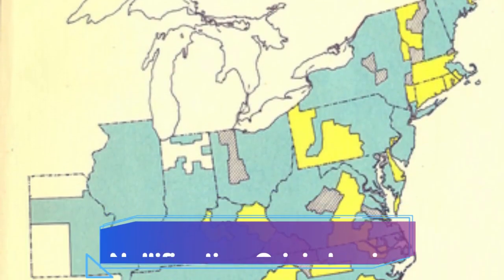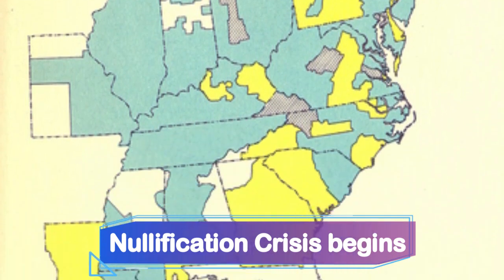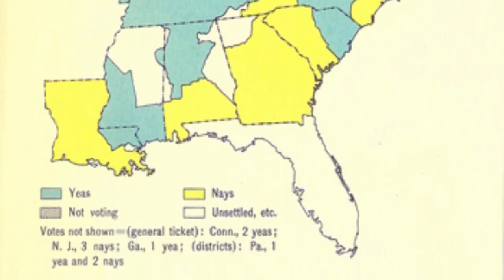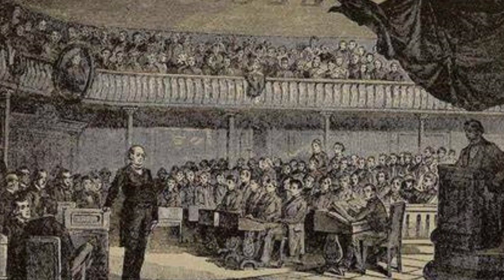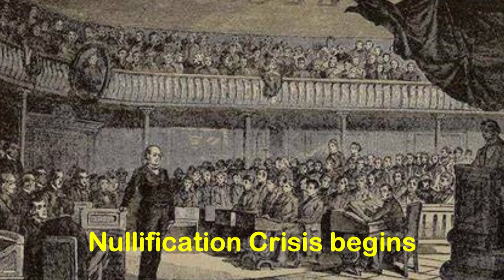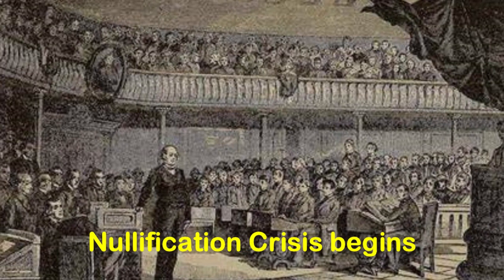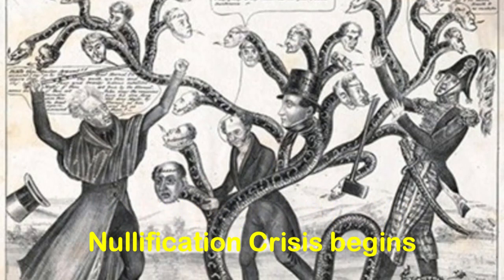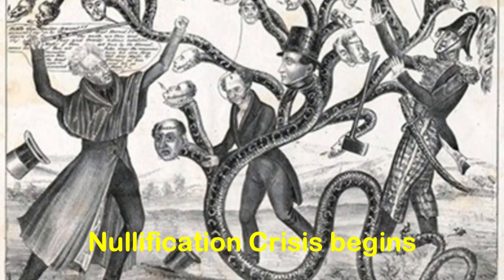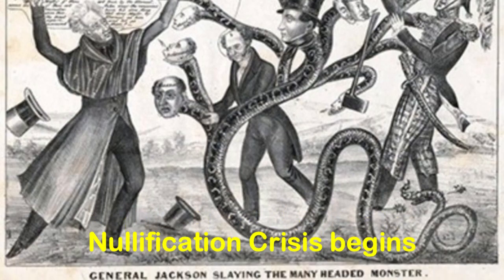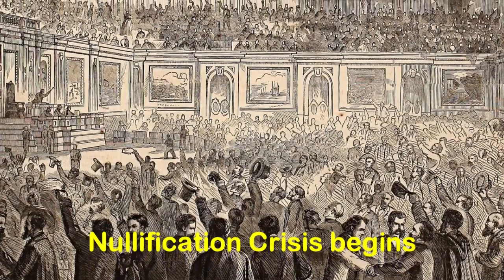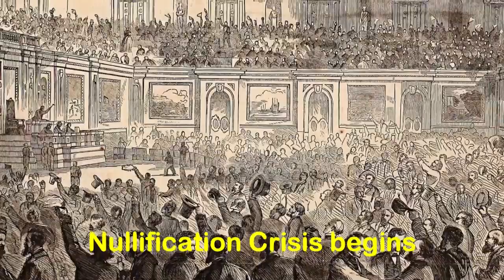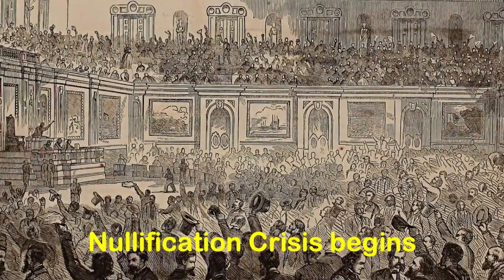The nullification crisis began in 1832, with South Carolina threatening to secede from the Union over tariffs. The state argued that the federal government did not have the right to levy taxes on imported goods and that states had the power to nullify federal laws. President Andrew Jackson responded by threatening to send troops in to enforce federal law.